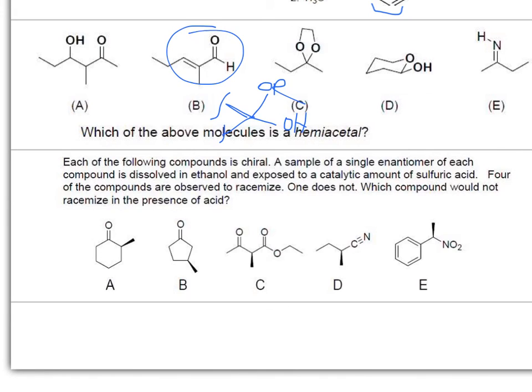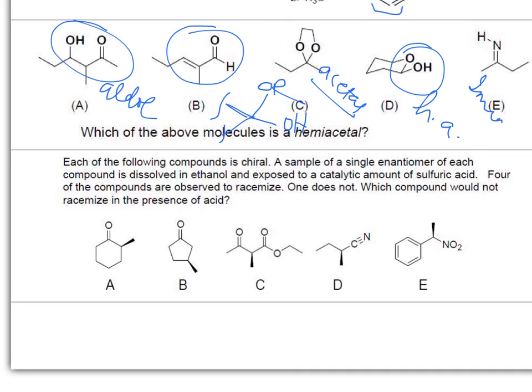This is just an alpha beta unsaturated ketone. That's just an aldol. This is an acetal. And this absolutely is a hemiacetal. That is just an imine. All right, well, that was simple enough.